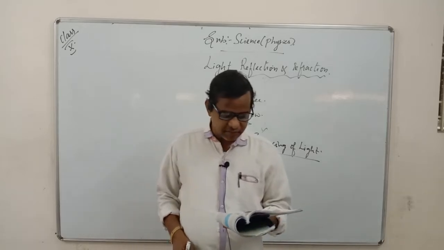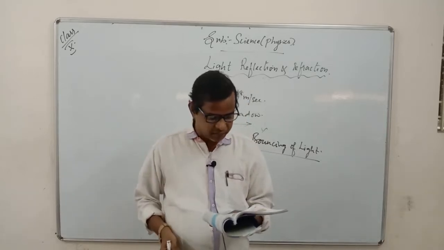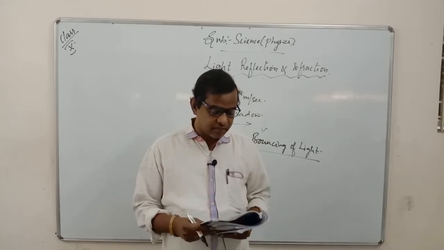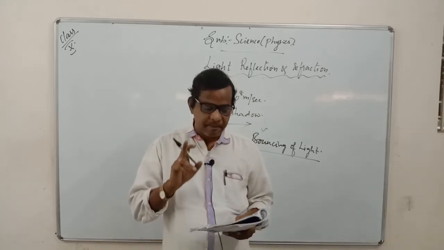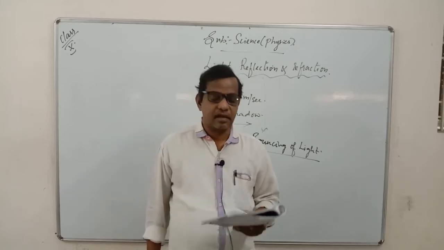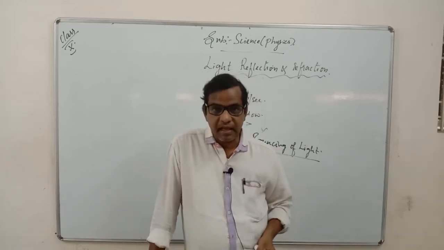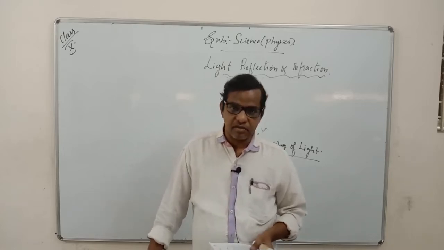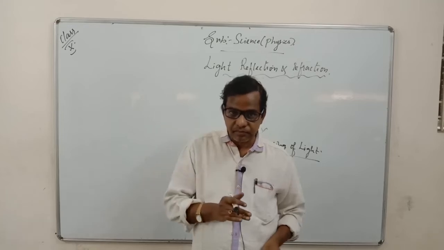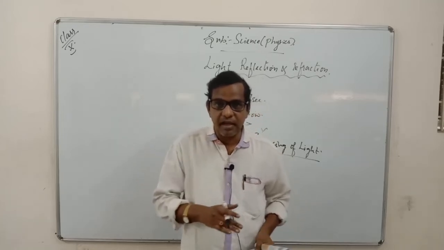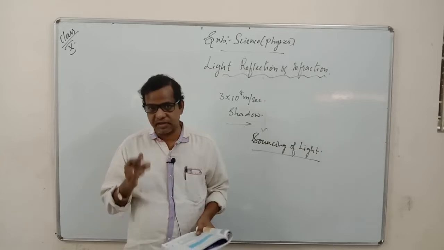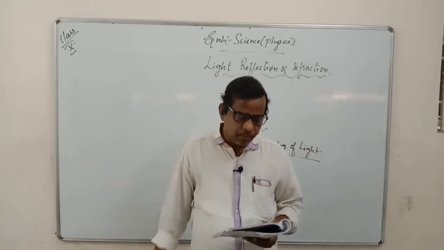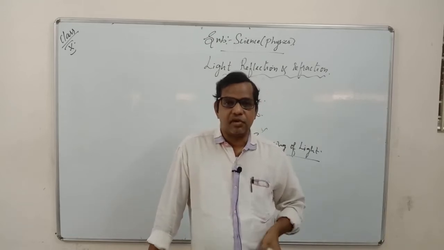A highly polished surface such as a mirror reflects most of the light falling on it. You are already familiar with the laws of reflection of light. The first one is that the angle of incidence is equal to the angle of reflection. The angle at which light is incident, falling on the surface, will be equal to the angle of reflection. We studied this first law in 8th and 9th standard also.